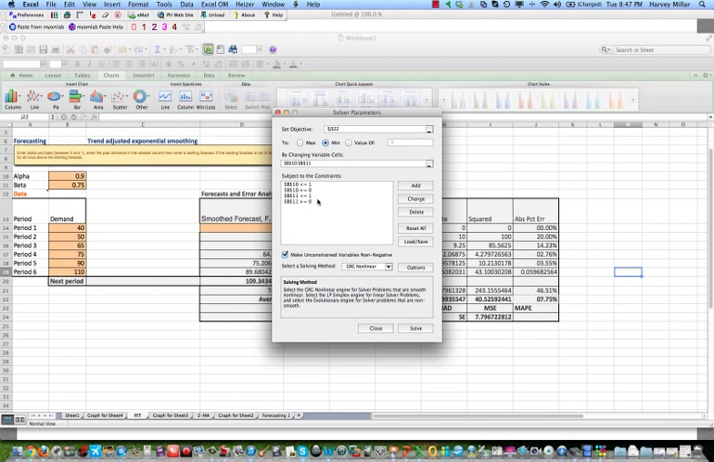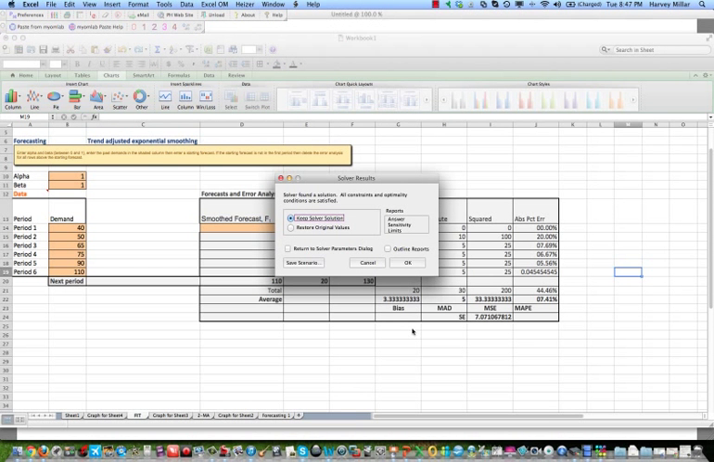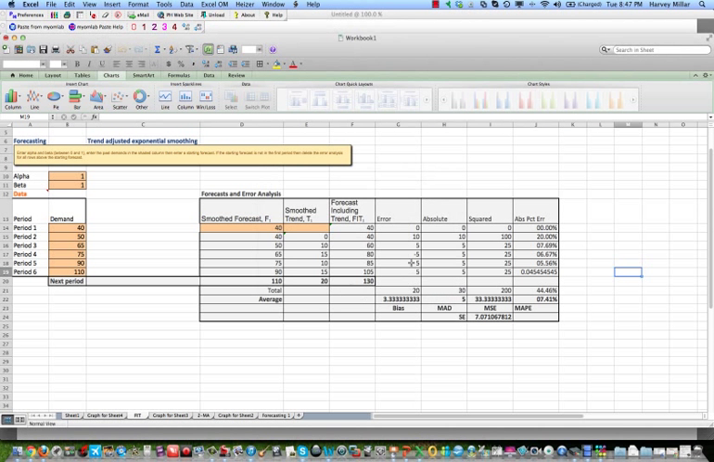So here I got the constraints on these parameters. I have selected which cell I want to optimize, and I want to minimize that. So I will tell Solver, go ahead and solve and give me something. So it's solving, it's found a solution. I say, okay, keep that solution, and look at this. I got it down to 7.41%, and both alpha and beta happen to be 1 for the optimal value.